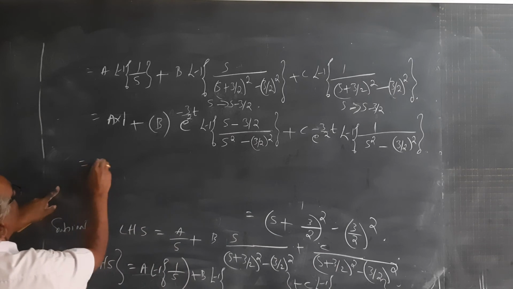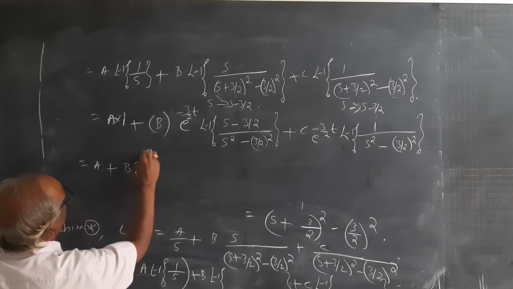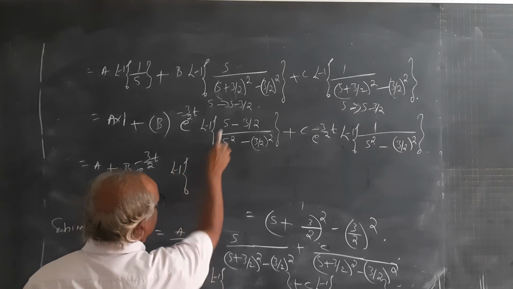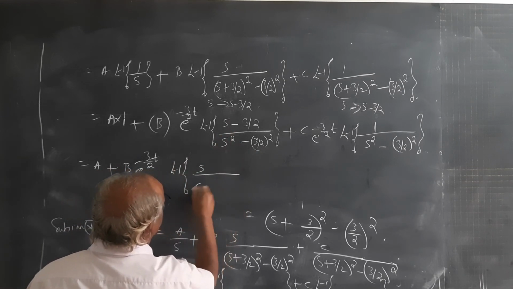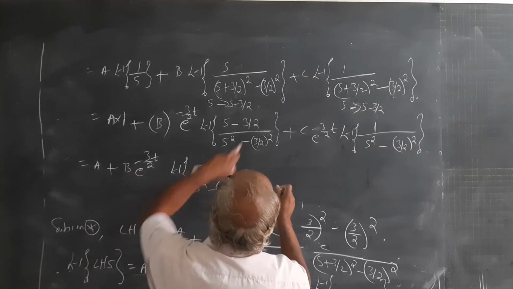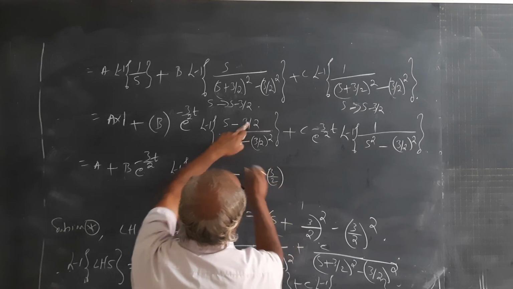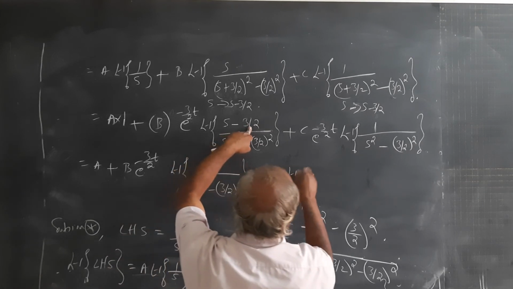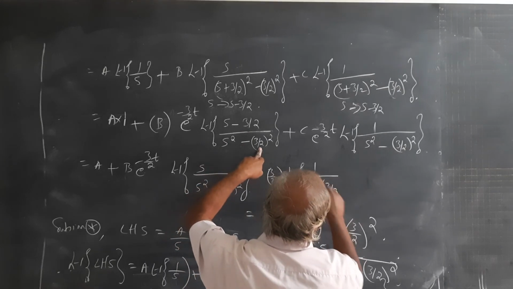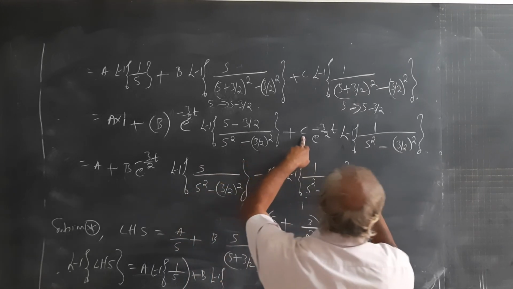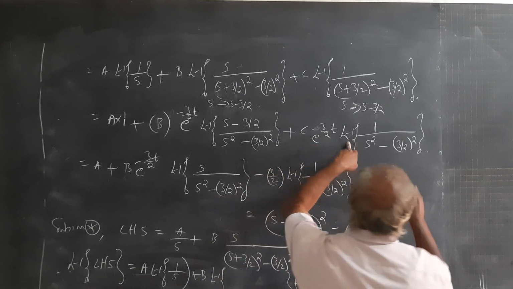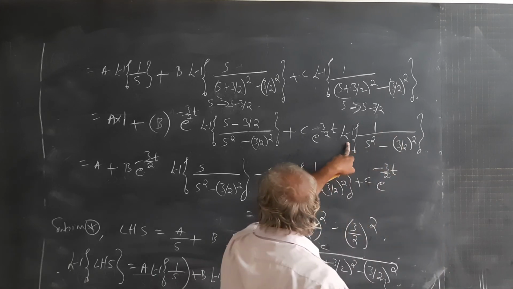Now observe this one: A plus B into e to the power minus 3 by 2 t into L inverse of S by S squared minus 3 by 2 whole square. That is one. Next, minus 3 by 2 into L inverse of 1 by S squared minus 3 by 2 whole square, plus C into e to the power minus 3 by 2 t into L inverse of 1 by S squared minus 3 by 2 whole square.